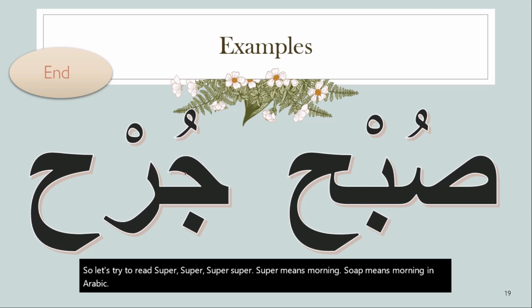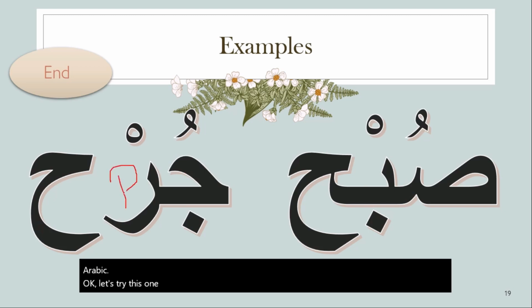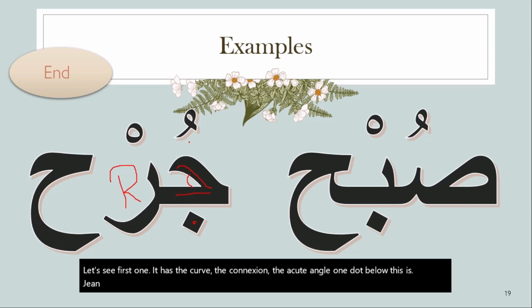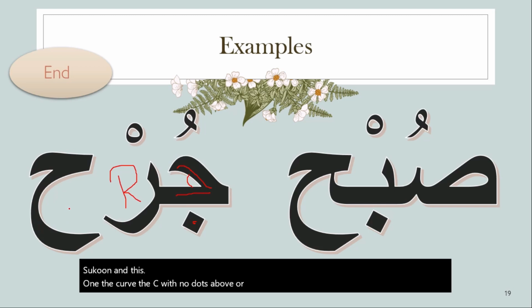Let's try this one. Again, this second letter is pronounced like ra. First one, it has the curve, the connection, the acute angle, one dot below, this is jim. It has dhamma, so it's pronounced like ju. Then the ra has sukoon, and this one, the curve, the C with no dots above or inside, this is ha. Let's try to pronounce it.